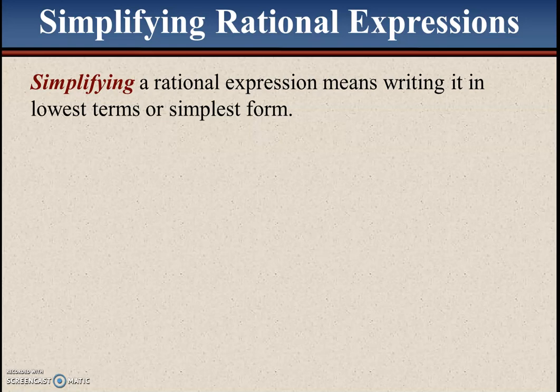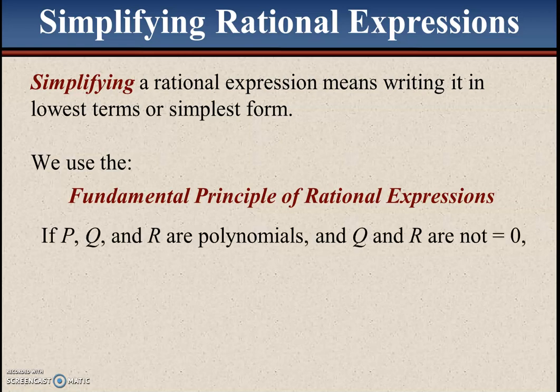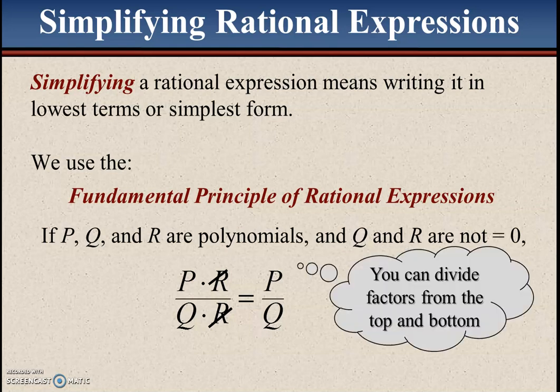So simplifying a rational expression means writing it in lowest or simplest form, using the fundamental principle of rational expressions. So some more legal jargon here. If P, Q, and R are all polynomials and Q and R are not equal to 0, then we're allowed to reduce the fraction by dividing top and bottom by R. The main criteria, again, is that the denominator values are not allowed to equal 0.